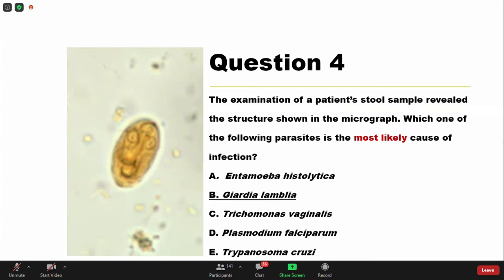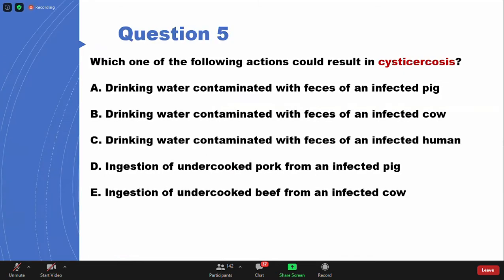Okay. Yeah, so what stage is this? This is the infective stage. Yes, I know, but what is it? So what Dr. Muhabat just said is that this is the cyst stage of Giardia lamblia. I told you that it's for Giardia lamblia. Good. Everyone who answered B, good. Next.